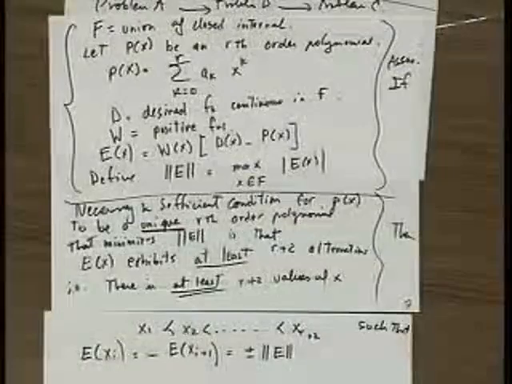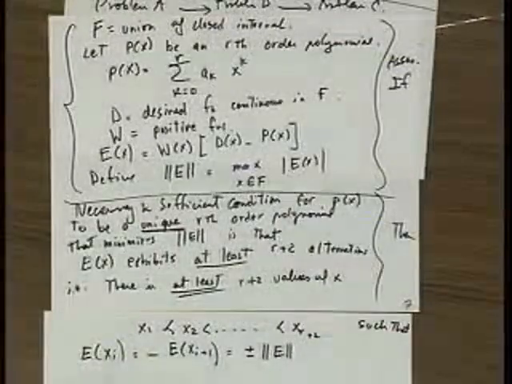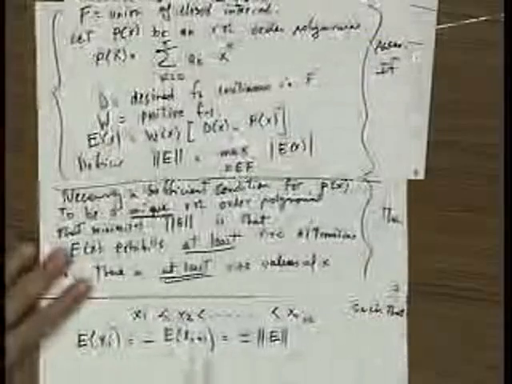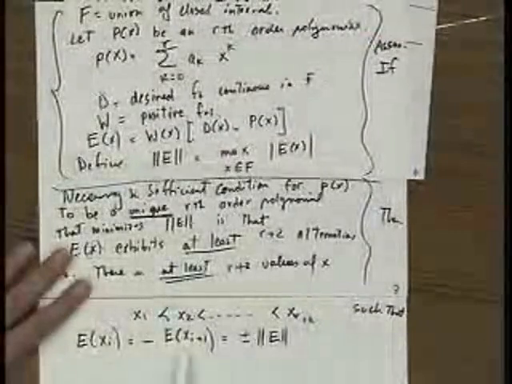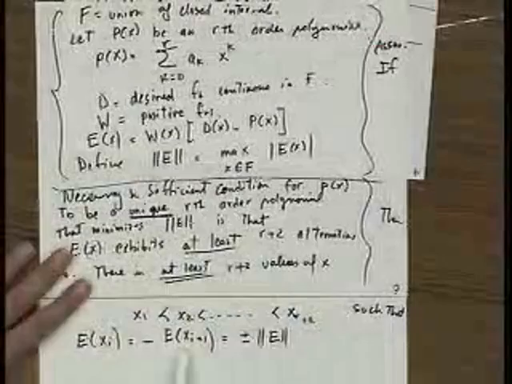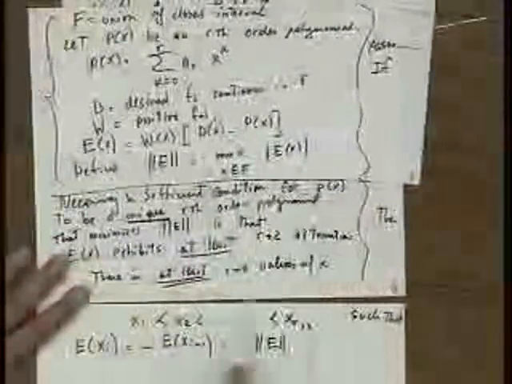And what do we mean by alternation? That means there have to be R plus 2 values of X. I call them X1, X2, X3, X4, all the way to X of R plus 2, such that the value of E at X1 is negative the value of E at X2, for example. And then the value of E at X2 is negative the value of E at X3. The value of E at X4 is negative the value of E at X3. That's what this is saying. And these are all equal to plus or minus the norm of E. What's the norm of E? It's the value that this thing attains as its maximum. So this is a pretty loaded statement.